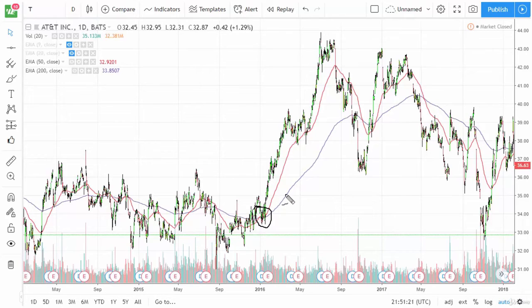That means both, in this case, intermediate, because 50 is not really short term, but it's shorter of the two. Intermediate and longer term traders are starting to hang on to AT&T, and you can see how quite well it did afterwards.